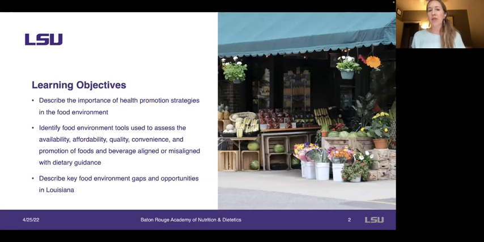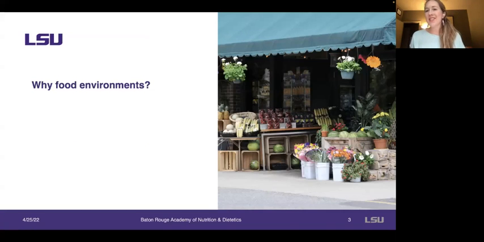So just to touch base about the learning objectives, I'm going to talk about why the food environment is an important sector or setting to explore in relation to diet quality and health outcomes. I'm also going to give a brief overview of some common food environment tools to assess different components of the food environment that are important for consumer behavior, for example. And then, as I mentioned, I'm going to share some exciting findings from some of our research, and exciting in that it gives us a lot to work with for health promotion programs that are currently ongoing in the state.